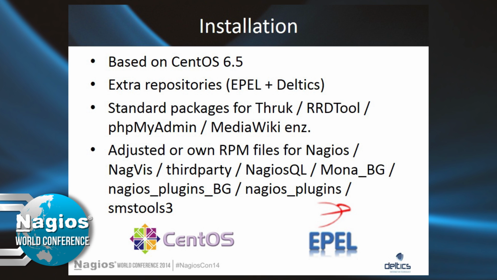We're using the standard packages for Thruk, RRDtool, phpMyAdmin, MediaWiki, etc. We adjusted and have our own RPM files for Nagios and Nagvis. We've got a third-party RPM, which contains some sort of SQL data, different kinds of things we think are needed in our system. For NagiosQL, we created our own RPM, and we've got one called MonaBG. Mona is what we call our monitoring appliance. We've also got our own RPM with the plugins we created ourselves. And I'm compiling the latest Nagios plugins as well for our repository. The last one, SMS Tools 3, is used for text messaging. We're using text messaging for notifications.